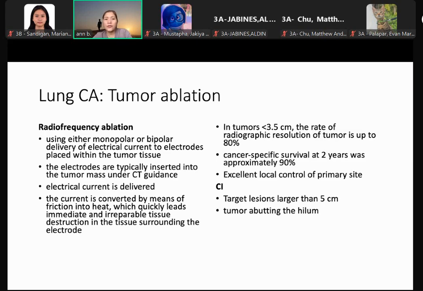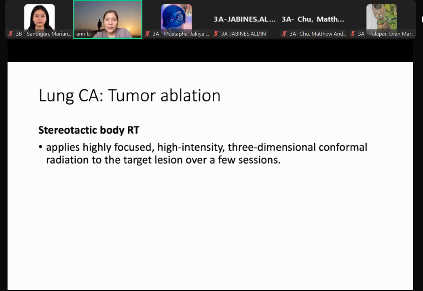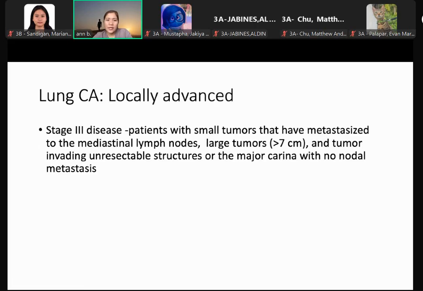Radio frequency ablation is contraindicated in target lesions less than 5, tumor abutting the hilum, malignant pleural effusion or pericardial effusion. Again, if the patient has pleural effusion, we also need to do fluid cytology. If it is cancer, then that is stage 4 already. Okay, this is nice to know, the tumor ablation.